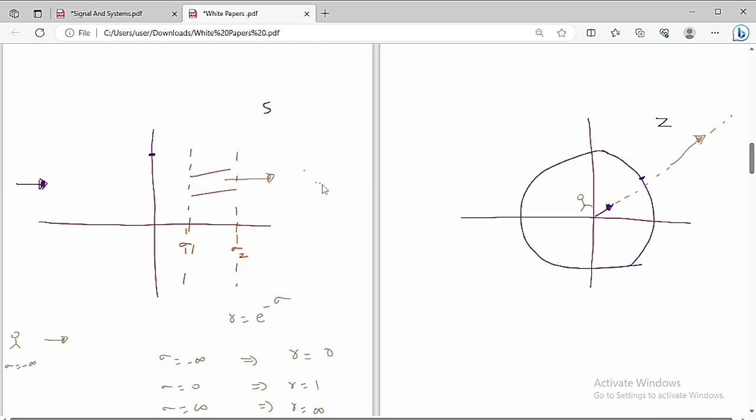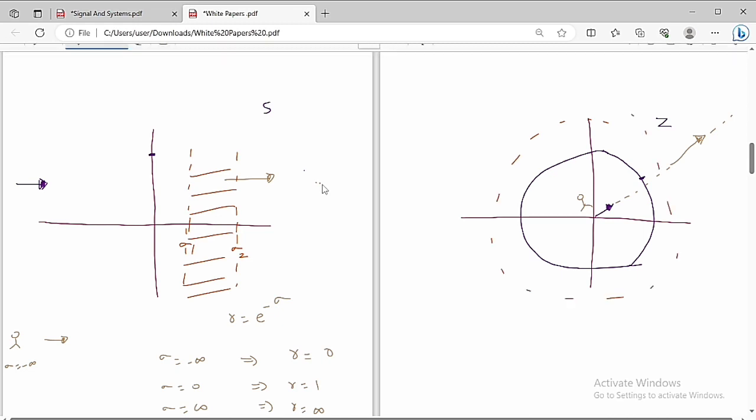So only this range of sigma is going to be considered. If I map all these points in the z plane, then what am I going to get? Here there will be a circle. So this is one circle, and here there will be another circle.